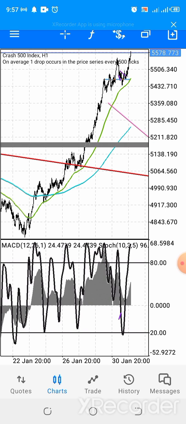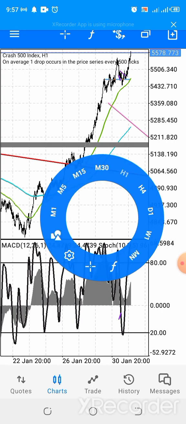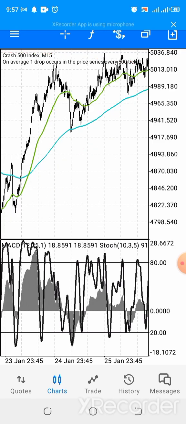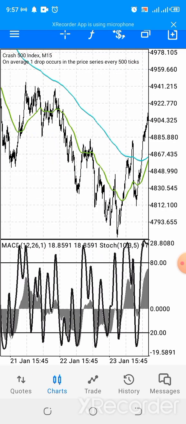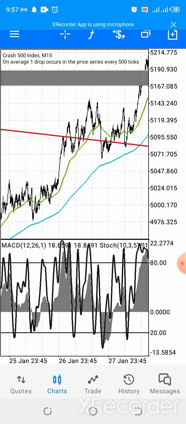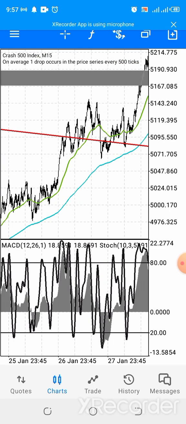Crash 500 index is buying, and then you move over to the 15 minutes time frame. You can see that it's been buying as well. You can see it's been trending upward ever since we had this crossover right here. And I talked about the significance of the two moving averages crossing.